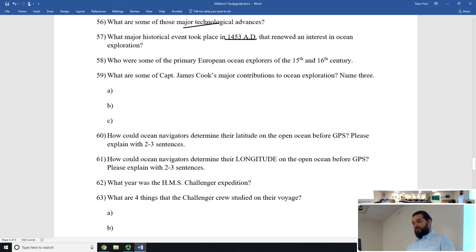So what are some of Captain James Cook's major contributions to ocean exploration? So this was an 18th century British explorer, commissioned by the Royal Society of Britain, and he did a lot of explorations, discovered a lot of islands. Hawaii, for instance, Tahiti, a lot of the South Pacific islands he discovered for the Europeans. He was also the first person to sail within sight of Antarctica. So he sailed further south than anybody had ever sailed before. Okay, so those were some of his major contributions.